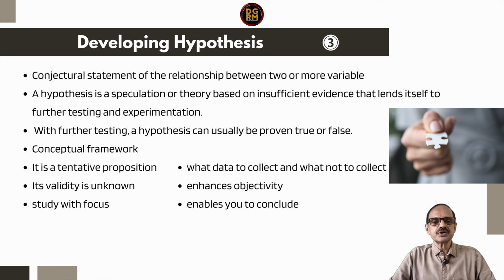The next step is developing the hypothesis. The conjectural statement of the relationship between two or more variables is called a hypothesis. There are working hypotheses, statistical hypotheses, and different types of hypotheses that we will discuss separately in the upcoming sessions. For the time being, we will see what a hypothesis is. A hypothesis is a speculation or theory based on insufficient evidence that lends itself to further testing and experimentation. So after the research, the hypothesis may be proven true or false.